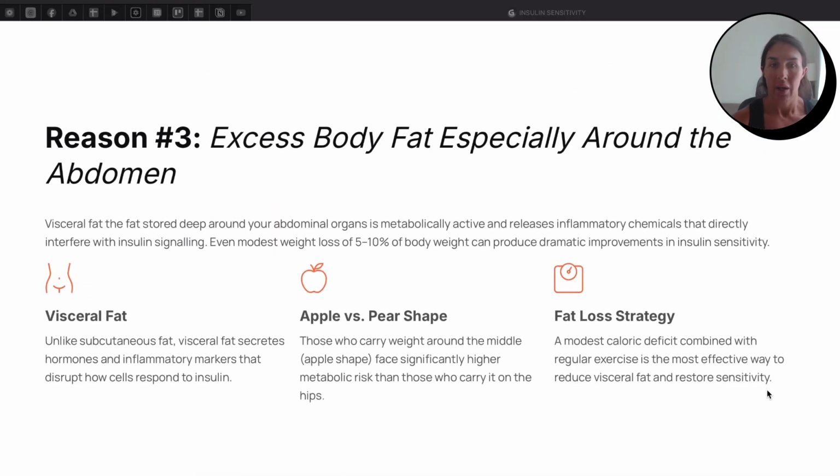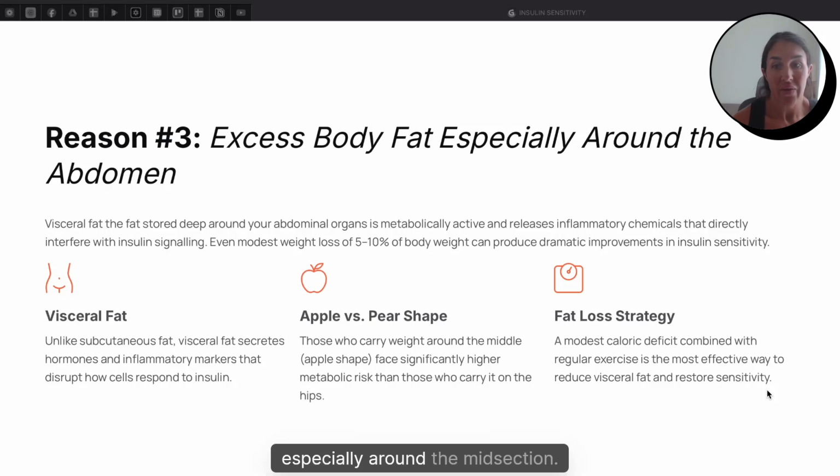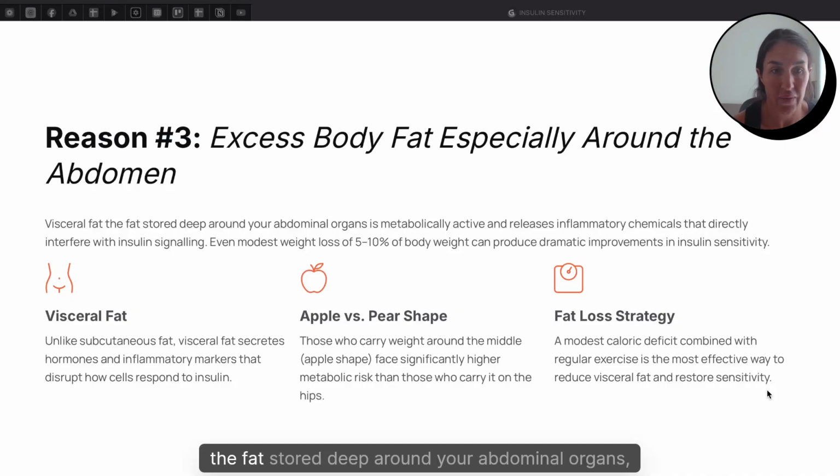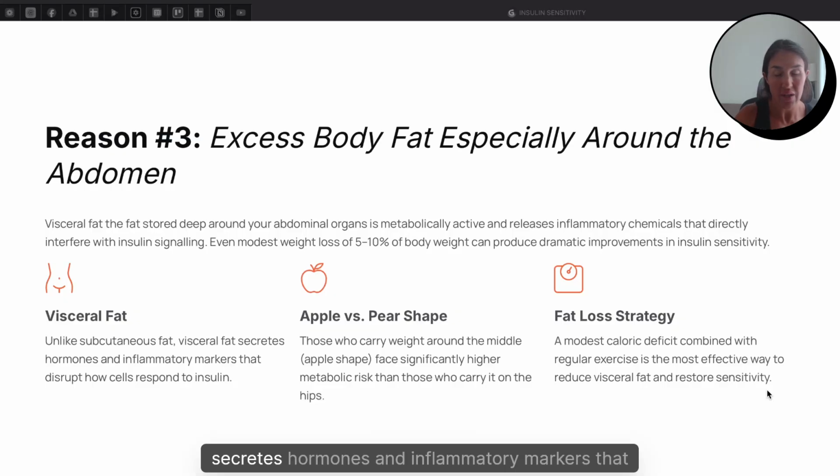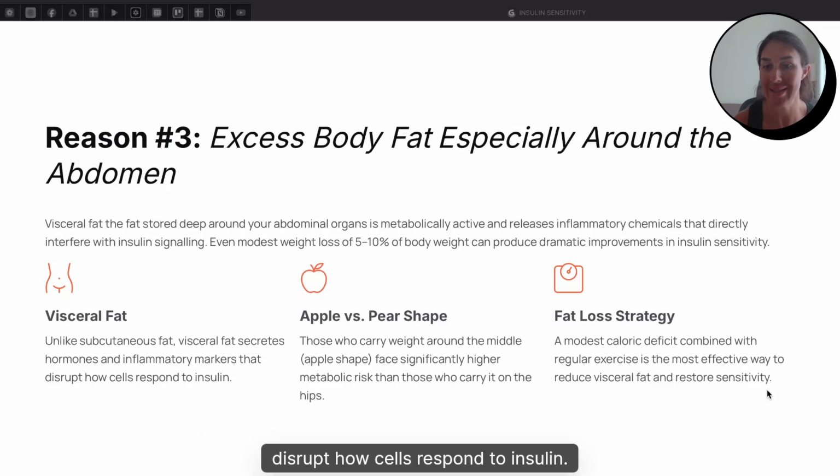Number 3, excess body fat, especially around the midsection, okay, that overhung belly, right, or the stubborn belly fat right there. So visceral fat, the fat stored deep around your abdominal organs, is metabolically active and releases inflammatory chemicals that directly interfere with insulin signals. Even modest weight loss of 5 to 10% of body weight can produce dramatic improvements in insulin sensitivity. So visceral fat, unlike subcutaneous fat, secretes hormones and inflammatory markers that disrupt how cells respond to insulin.